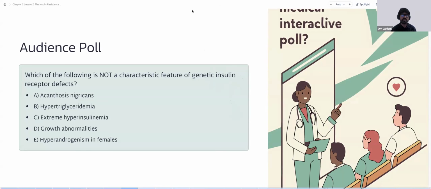I'll take a couple of questions from the audience. Kashif has asked, is every non-alcoholic fatty liver a sign of insulin resistance? More or less. When you have non-alcoholic fatty liver disease, it's definitely a sign of insulin resistance, especially at the liver level. The accumulation of fat in the liver is in itself a sign of insulin resistance. So the answer is yes.